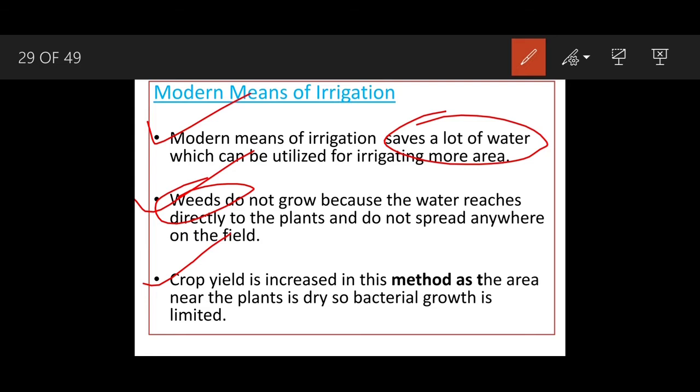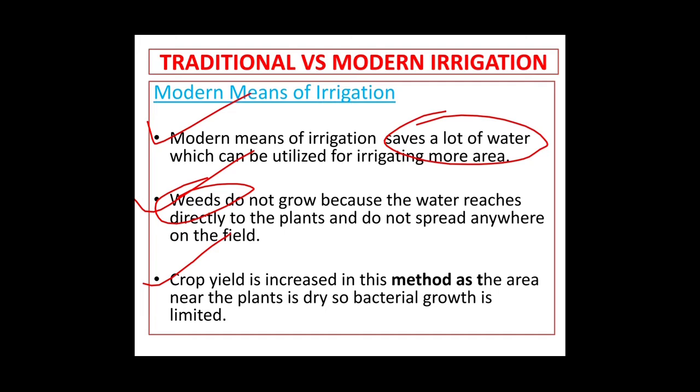Now the third point, crop yield is increased in this method as the area near the plant is dry, so bacterial growth is limited. So how can we prevent bacterial growth? Because in this method the water reaches directly to the crop, and therefore there is no wastage of water, no excess water to support bacterial growth. So children, this was the difference between the modern and traditional methods of irrigation.